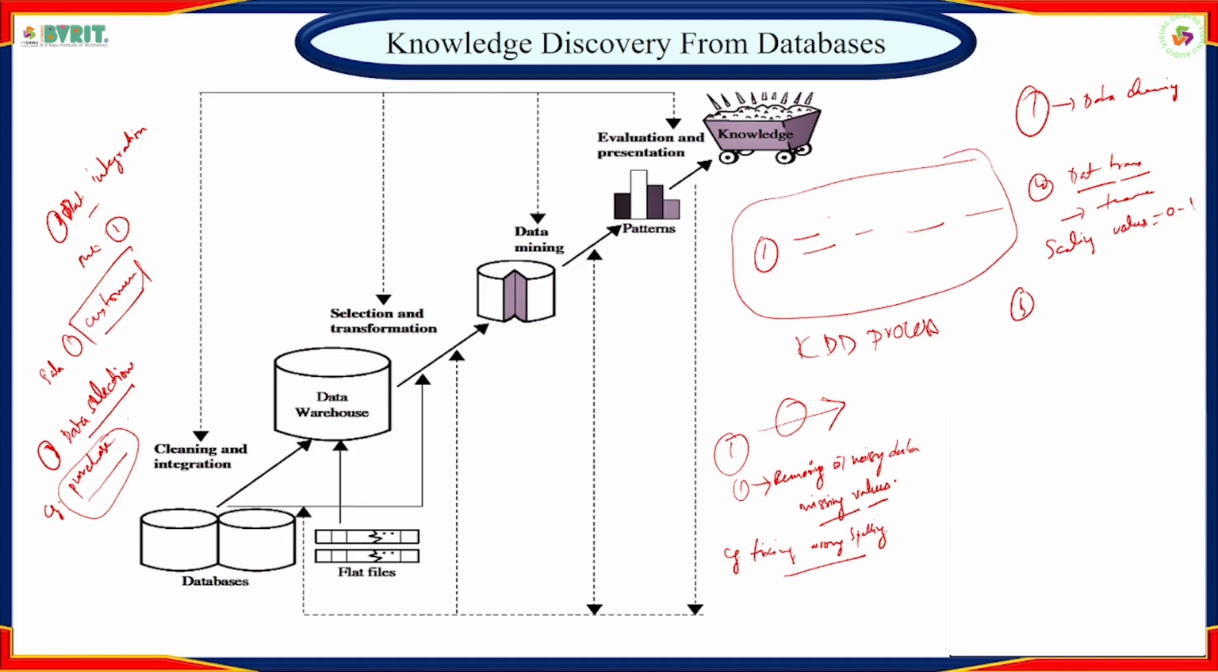And the fifth one is data mining. Here in data mining, we apply different algorithms to discover patterns. We have different algorithms in data warehousing and data mining, such as the SVM algorithm, decision tree, Naive Bayes, all of these. Whatever algorithms we require, according to that we assign algorithms and discover the patterns.